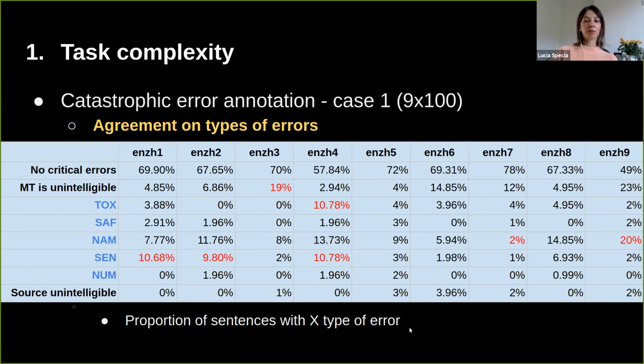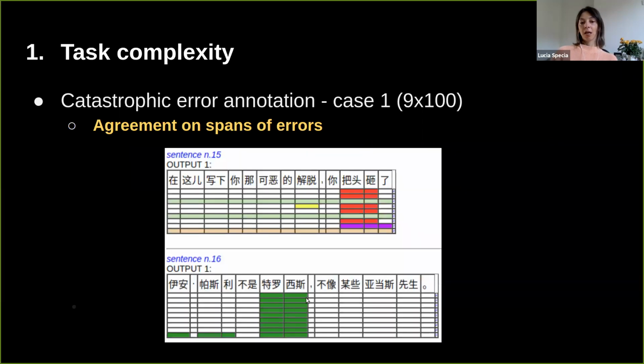And even though I said this was part of a pilot, this was not the first round of annotations they've done. They had done another round before this, and we still had significant disagreement. And then when we look at the spans, these are 2 sentences. Each row of each of these tables is one of the 9 annotators, and each color corresponds to a different type of error. For example, red, I think, is toxicity, if I'm not mistaken.